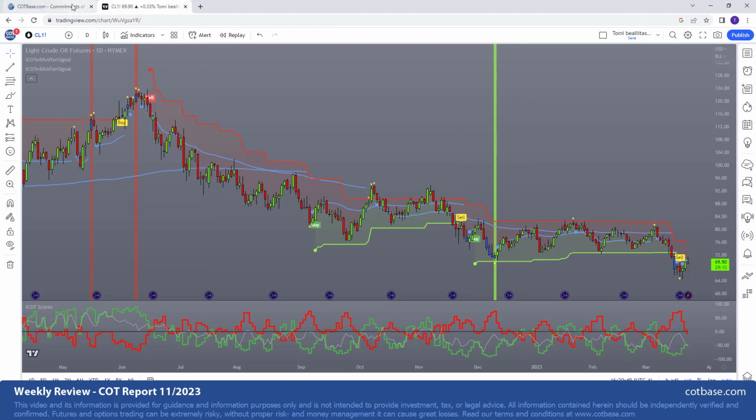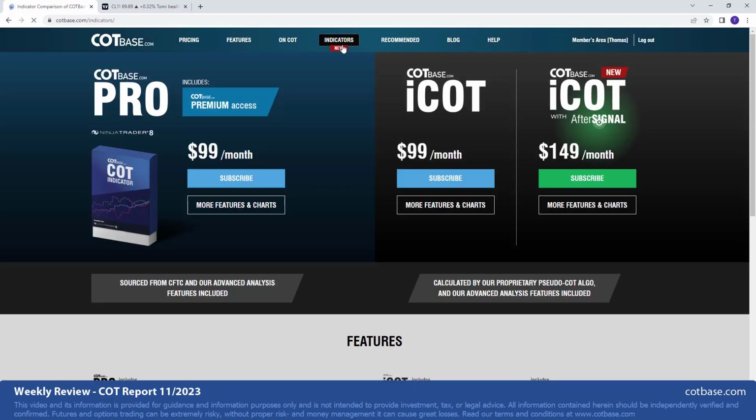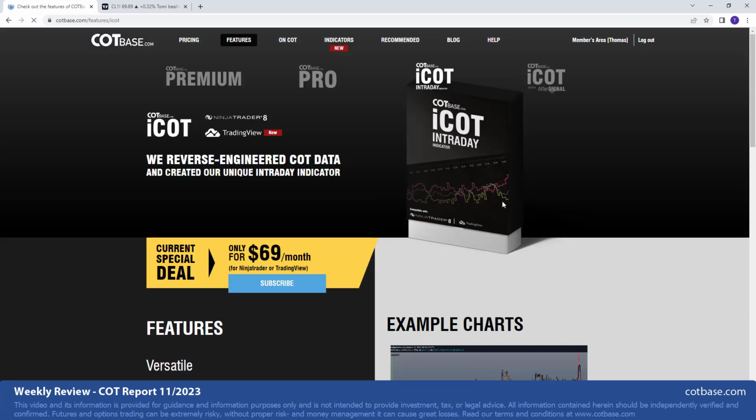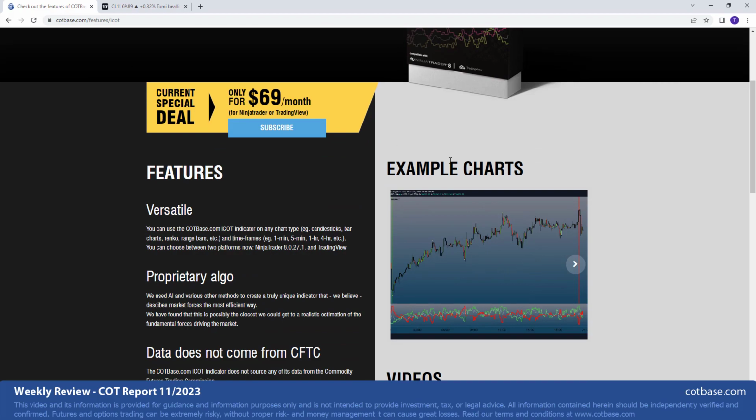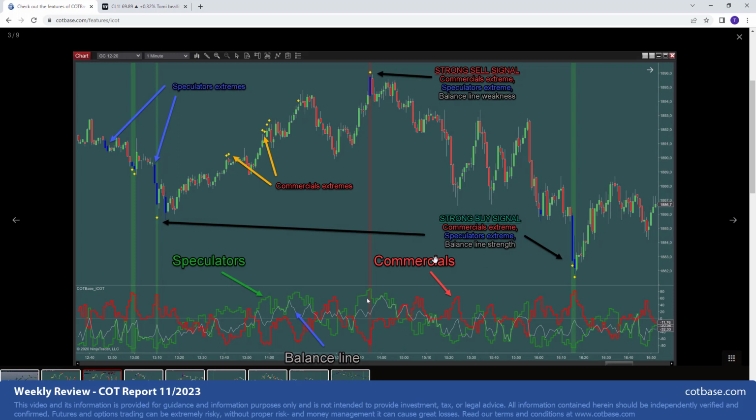Now, for those who are new to this, I should stop for one second and show you that here at cotbase.com, you will find a lot of educational materials, and underneath indicators, you will find some very good example charts explaining what this indicator is all about. So basically, we call them speculators and commercials. Again, I'd like to emphasize it's not data from CFTC, but because we have used COT analysis in building this indicator, it is very similar in concept, measuring stresses in the market.